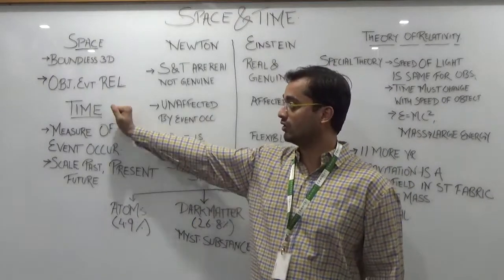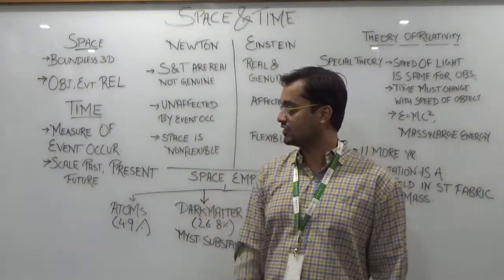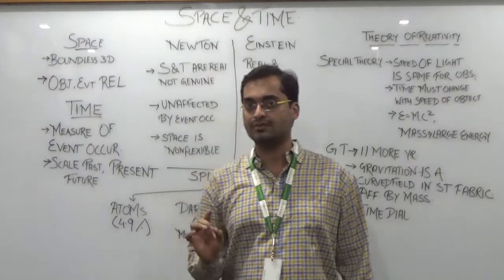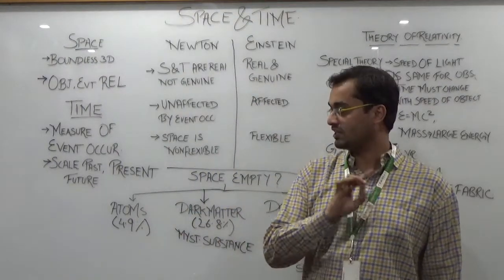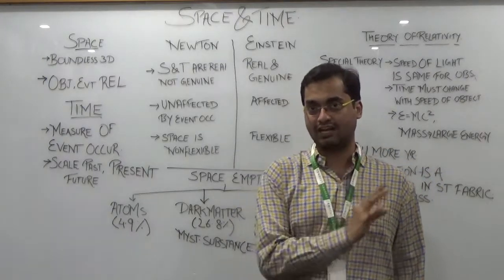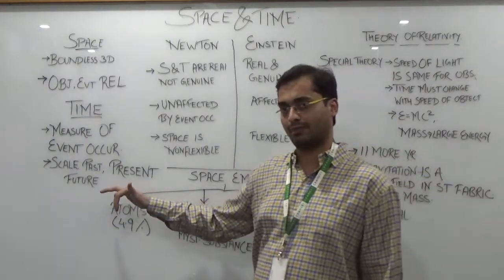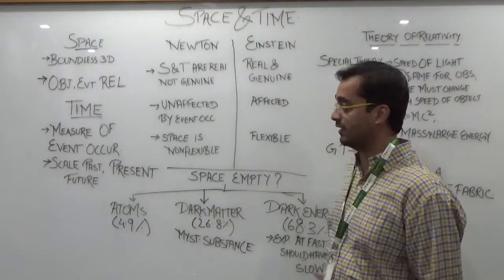Okay, so then we move on with the definition of time. Time is a measure of events which occur in space, which ranges its scale from past, present and future, which will be explained when we come to time dilation.